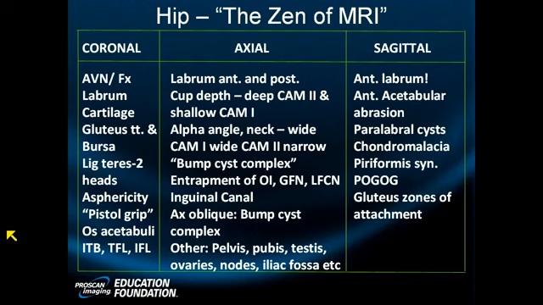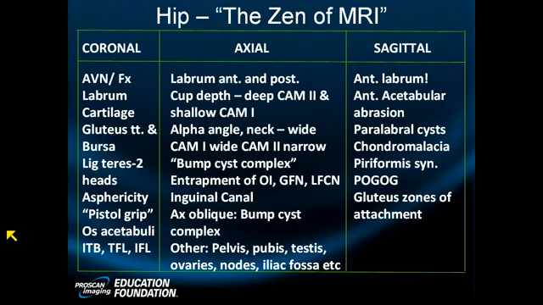Don't forget that there is plenty of anatomy in the neighborhood. There are testes that can be undescended. There's the pubis, there's sports hernias, there's ovaries, there's nodes, there's the iliac fossa, and plenty more. If it's on there, you are responsible for it.